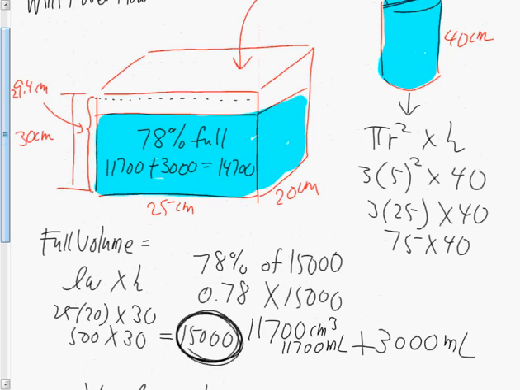29.4 centimeters. And that makes sense because the full height is 30 centimeters. And it's almost overflowing because we said the full was 15,000, it's 14,700. So my answer makes sense. It seems reasonable to assume that it's pretty close to the top, and 29.4 centimeters from a 30 centimeter tank makes sense.